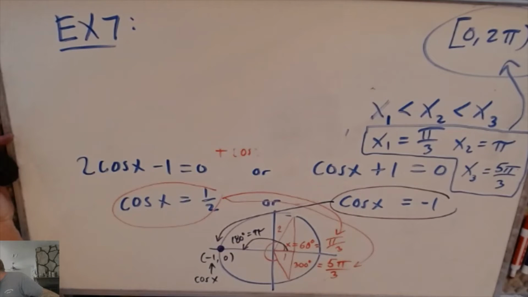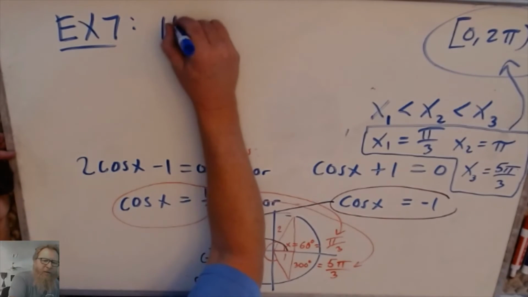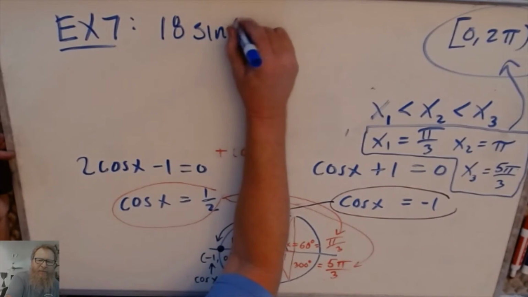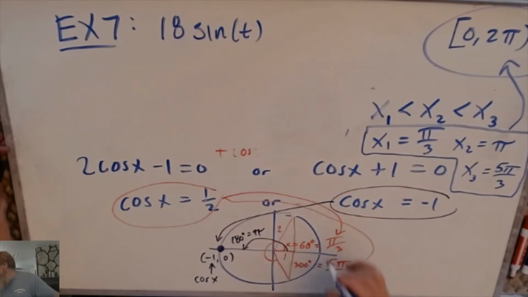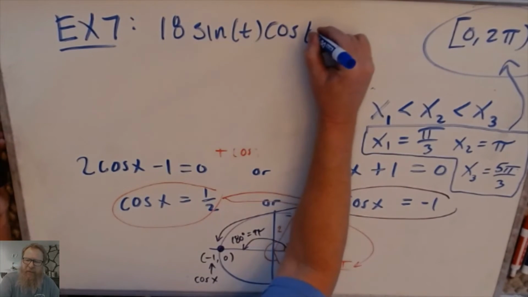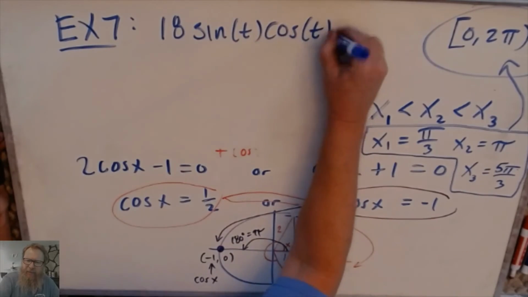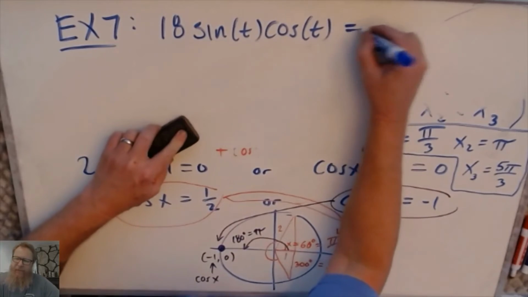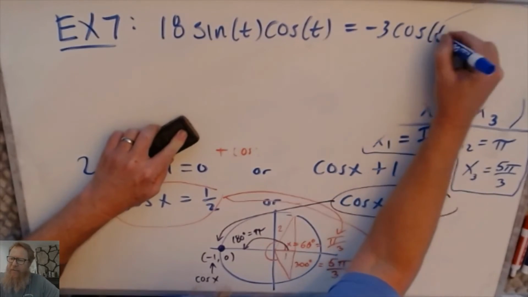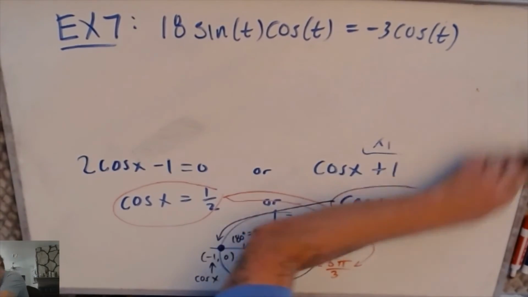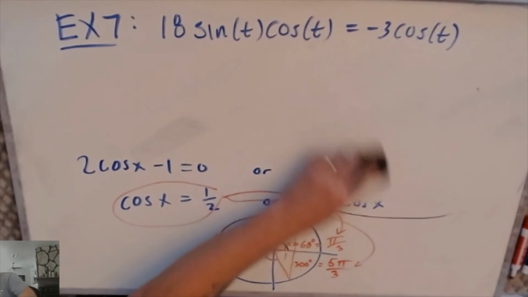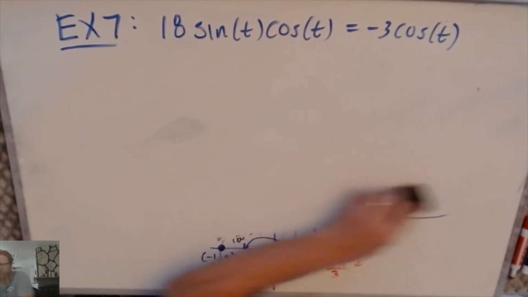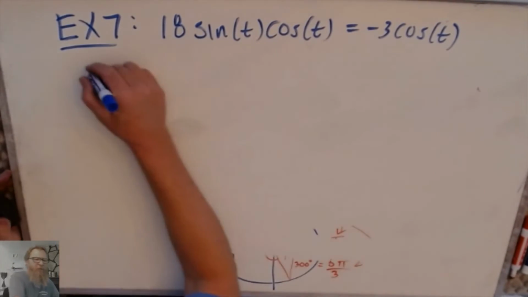Okay, we're getting into the thick of it now. Let's try 18 sine t cosine t is equal to negative 3 cosine t. And I want all the solutions on the interval 0 to 2 pi.